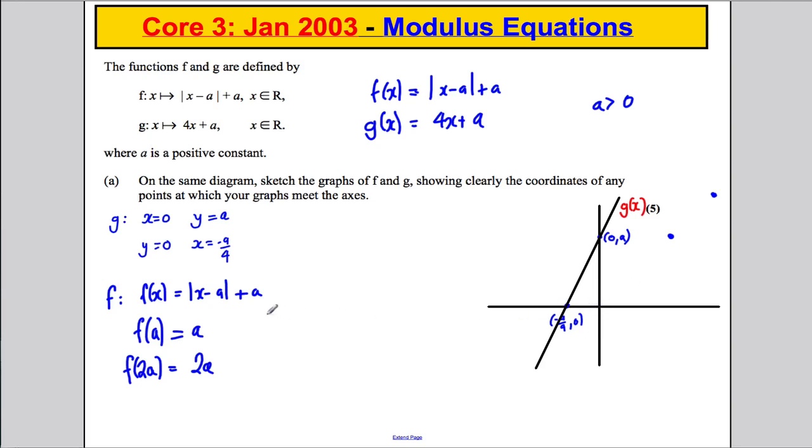Now what if I put 0 in there? What if I worked out f of 0? Well, f of 0, if I put 0 in there, I would get the modulus of negative a, which is a, and a plus another a is 2a. So I know if I put 0 in, I get 2a back as well. So it looks to me quite clear that having got those points, the graph ends up looking something as follows.